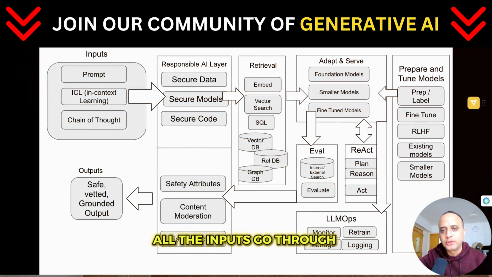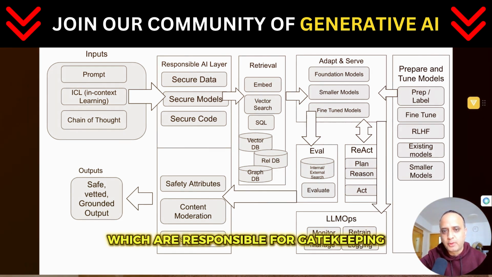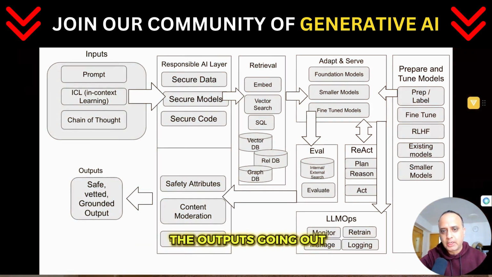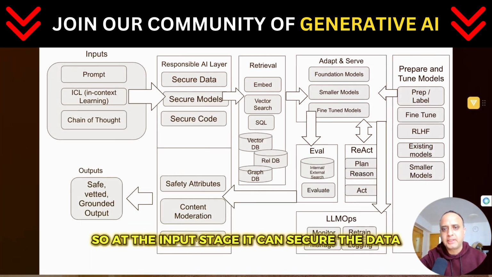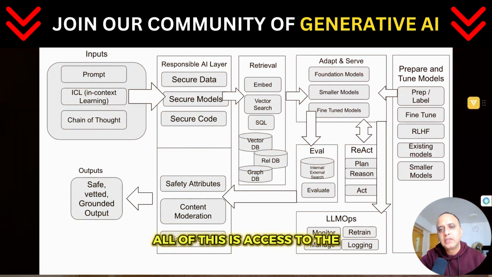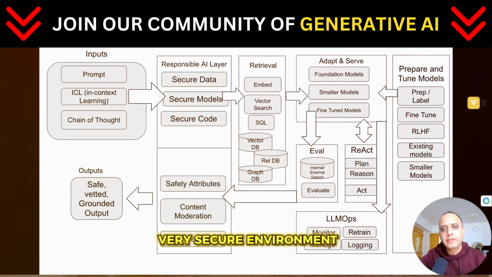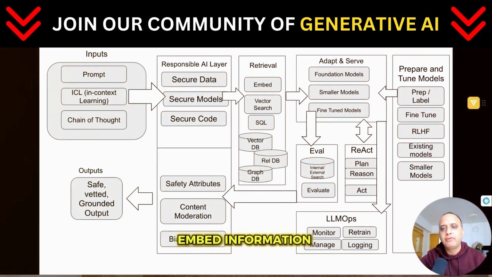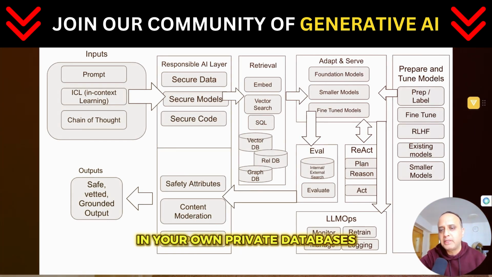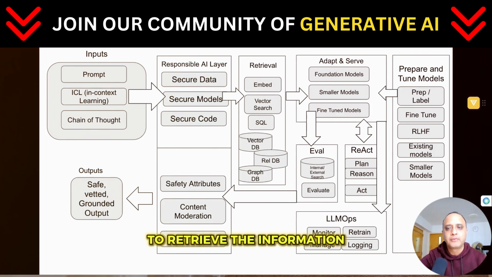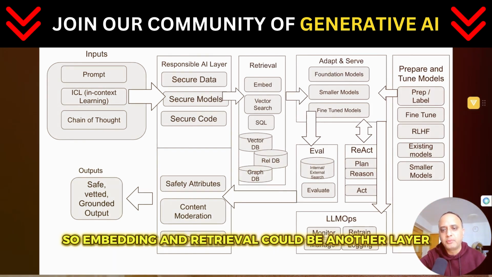All the inputs go through the responsible AI layer, which is responsible for gatekeeping the inputs coming in as well as the outputs going out. So at the input stage, it can secure the data, the models, and the code, and make sure that all of this is accessed in a very secure environment. Next is the retrieval layer, from where you could embed information in your own private databases, and then do vector searches over them to retrieve the information. So embedding and retrieval could be another layer.